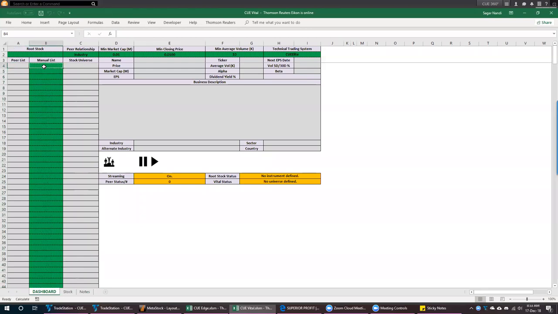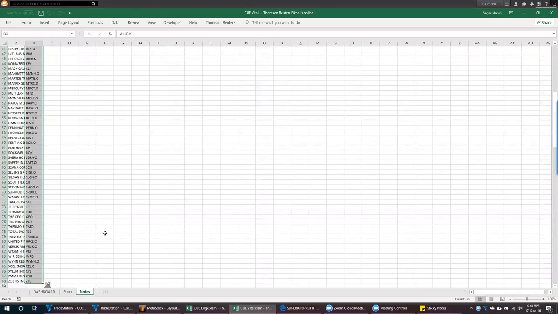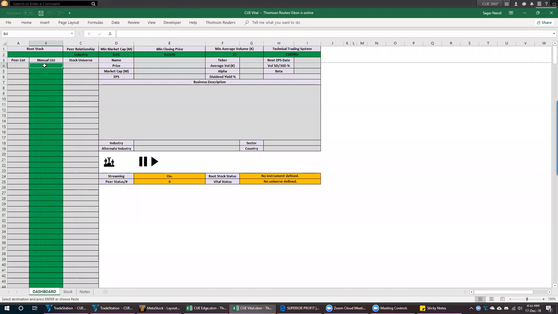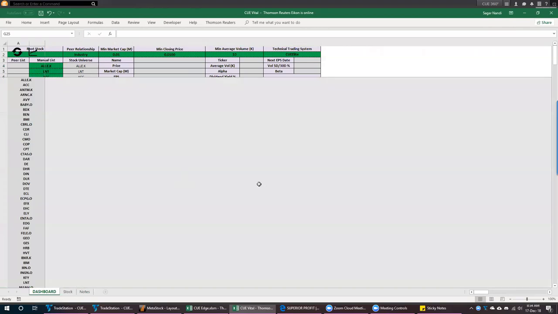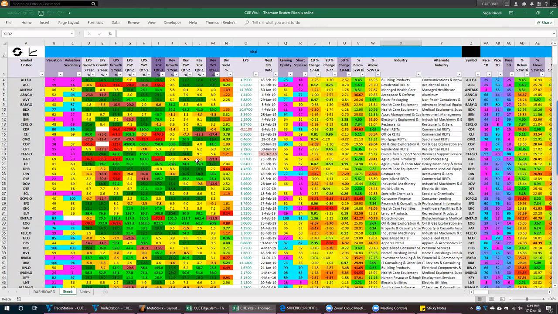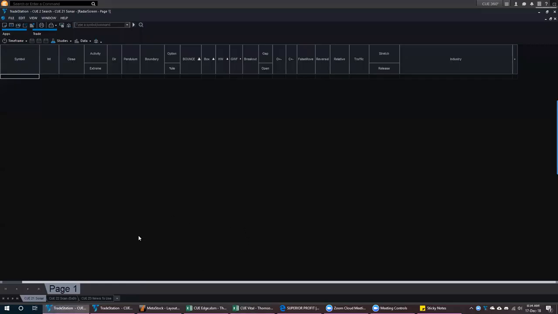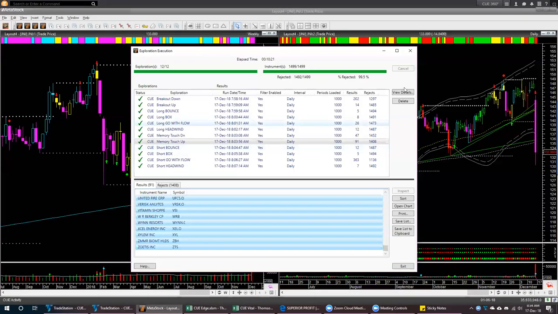I'm going to paste the list in the manual list. Copy here, paste. It is retrieving the data about these 86 stocks. It has calculated vital statistics. If we are looking for buying opportunities, as we should do for these stocks, they are coming up from memory support, like ALLE. Let's look at ALLE using technical charts.